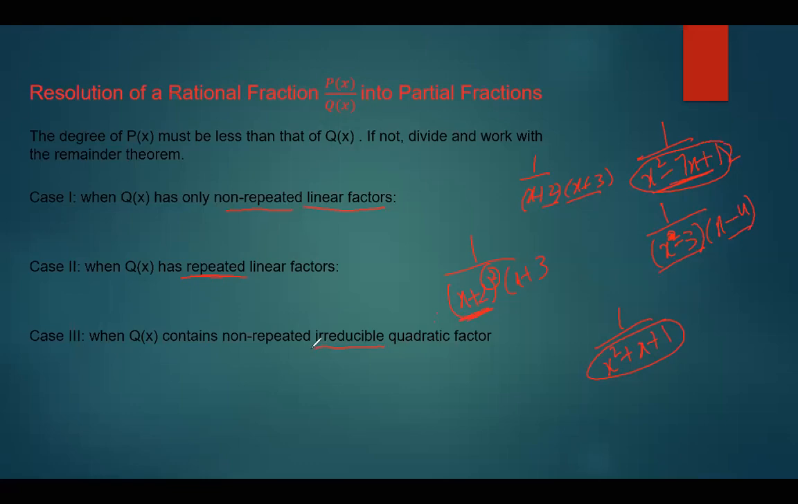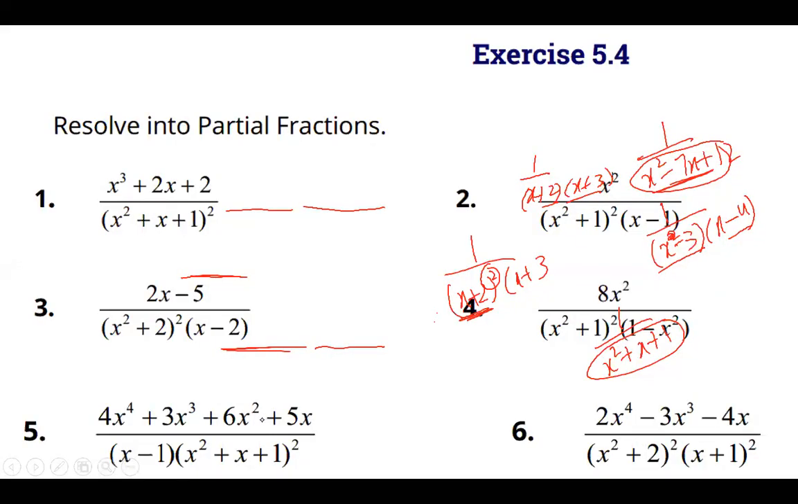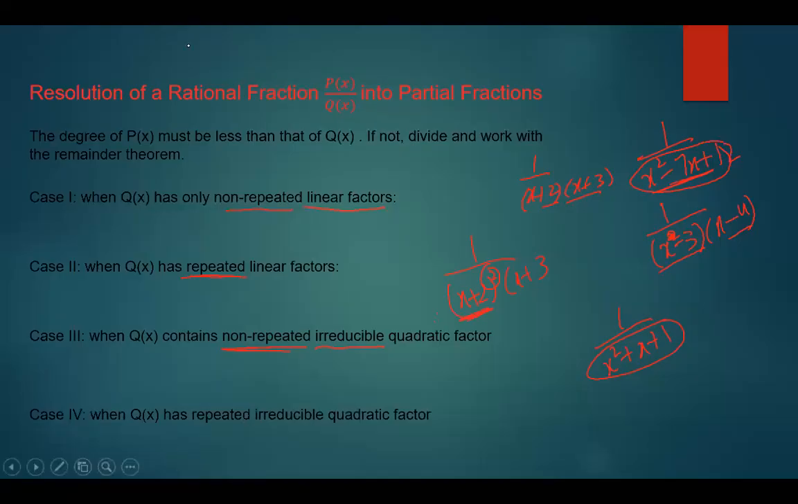So in case 3 we studied irreducible but non-repeated, meaning the denominator Q of x consists of an irreducible quadratic, but that quadratic is not repeated. And what about the fourth case? The fourth case is very simple. Just watch the pattern: non-repeated linear factor, repeated linear factor, non-repeated irreducible quadratic factor, and now repeated irreducible quadratic factor.